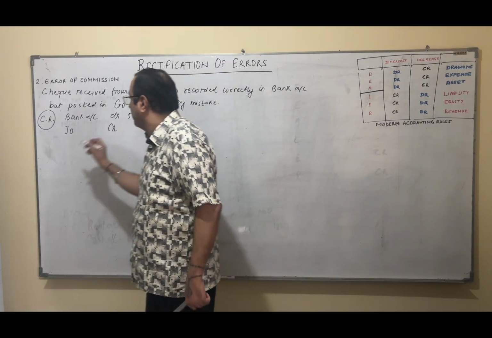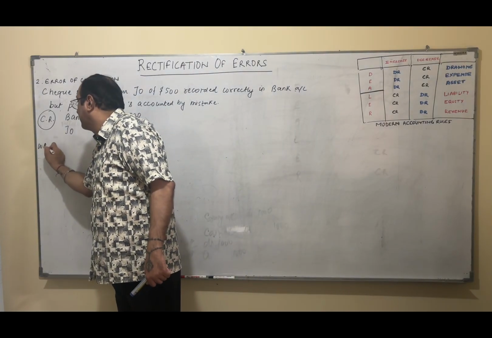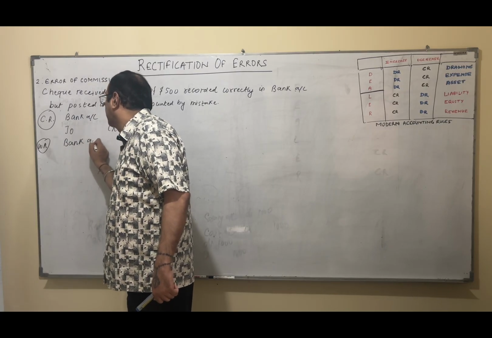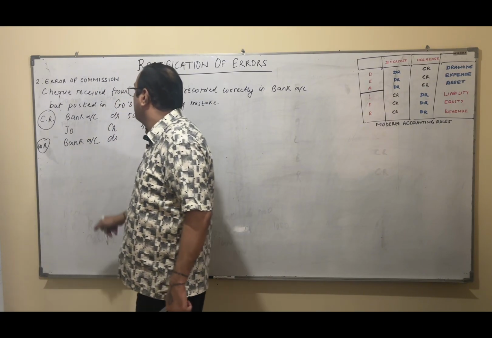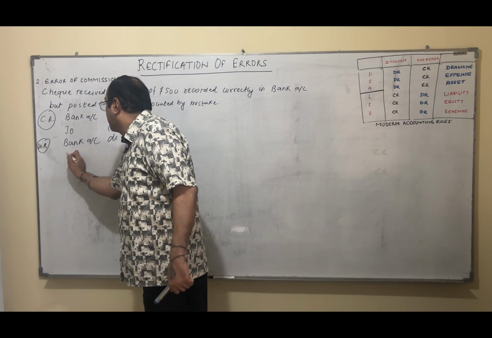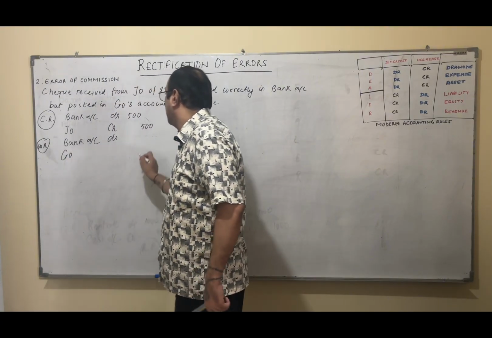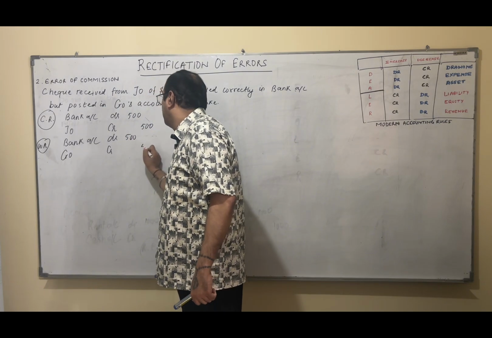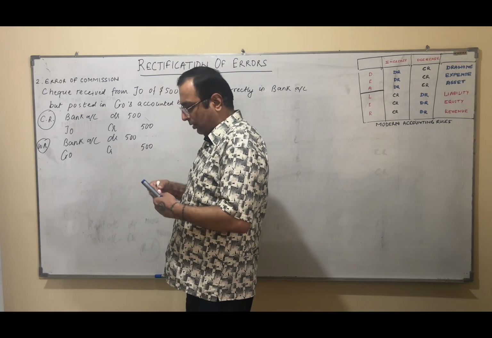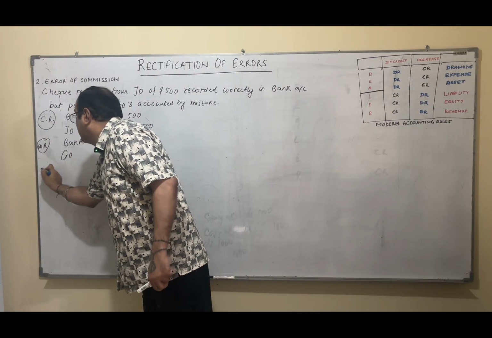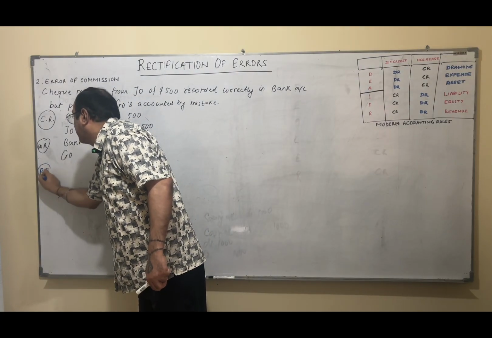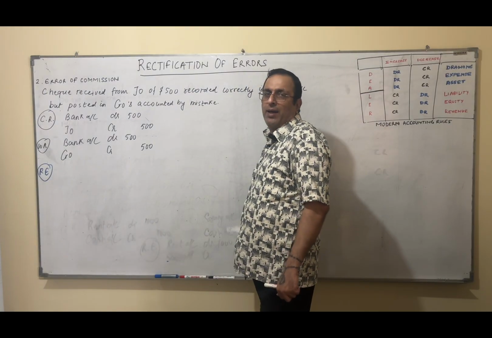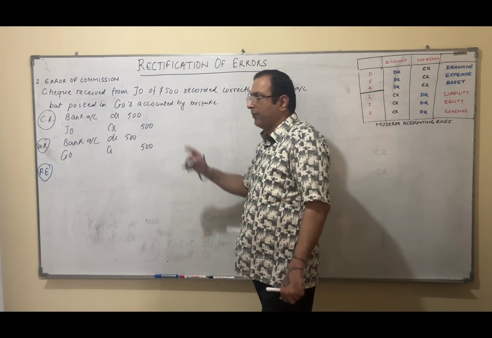But what I have done is, bank has no mistake. Bank is correct. But in place of Joe, I have recorded it in Go's account. Right? This is the mistake I have done. Now, how will I rectify this? Rectifying entry. Bank has no mistake, so bank has nothing to do in the rectifying entry.